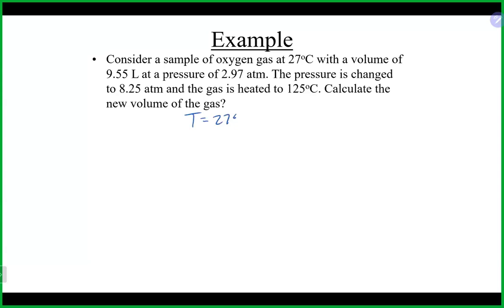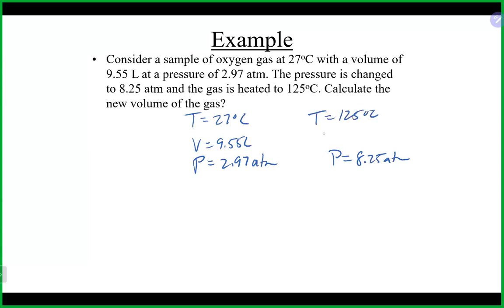Temperature 27 degrees Celsius, volume 9.55 liters. We got a pressure of 2.97 atmospheres. We have another pressure of 8.25 and another temperature of 125 degrees Celsius. And we are looking for a volume. So again, it should really point you in the right direction.